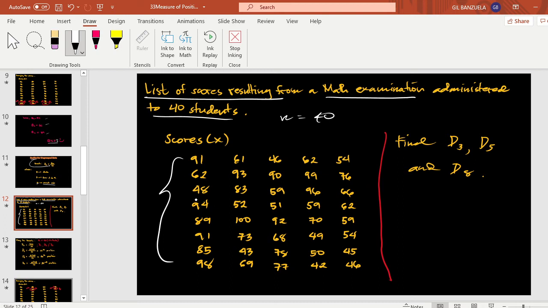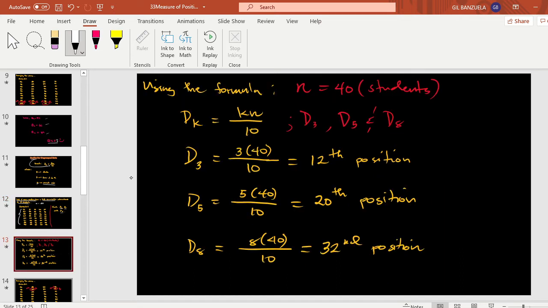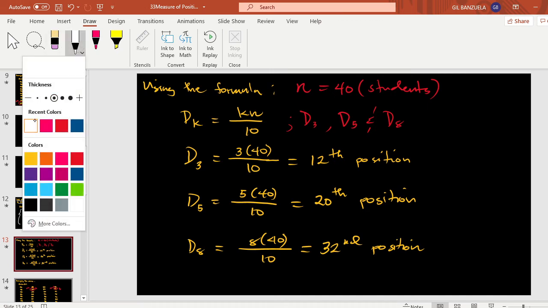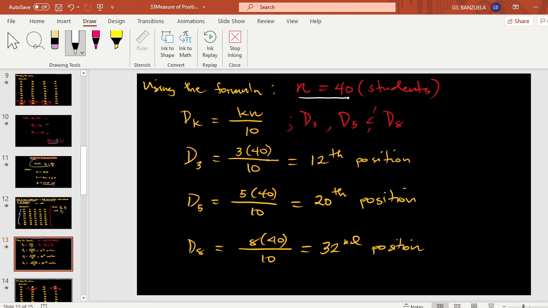Alright, raw scores. We are asked to find decile 3, 5, and 8. Using our formula for decile for ungrouped data, where the sample size is 40 because there are 40 students who took the math exam. Again, the formula for decile is d sub k equals kn over 10, where k is a number from 1 to 9. And we are asked to find decile 3, 5, and 8.